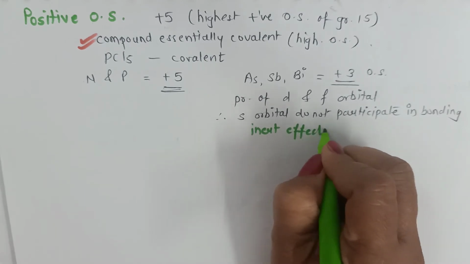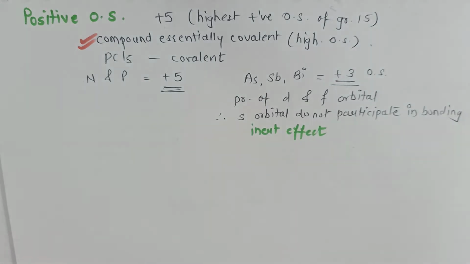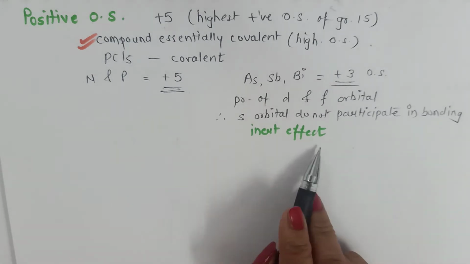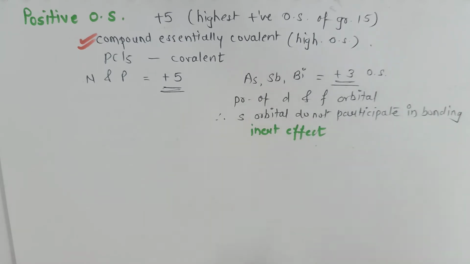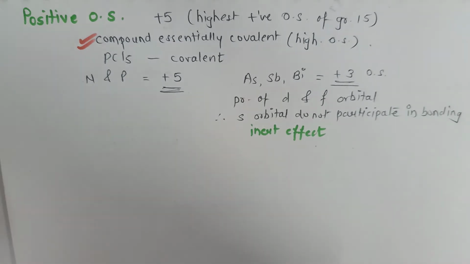So these keywords must be mentioned in your answer when reasoning types of question are asked. For example, the question can be asked, why bismuth shows +3 oxidation state and not +5? Bismuth being larger in size, it will show inert effect and therefore it will be stable in +3 oxidation state.